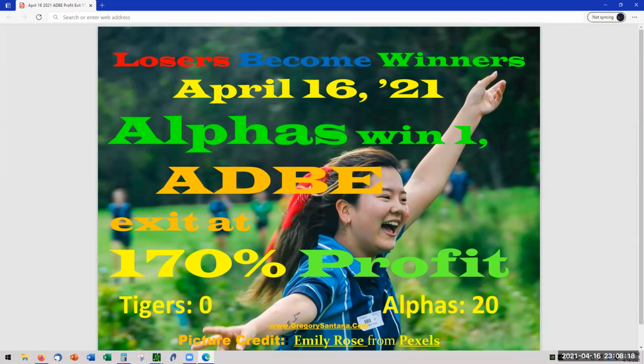Alphas exit with Adobe at 170% in 31 days. Alphas now have 20 profitable trade exits since January 1st.